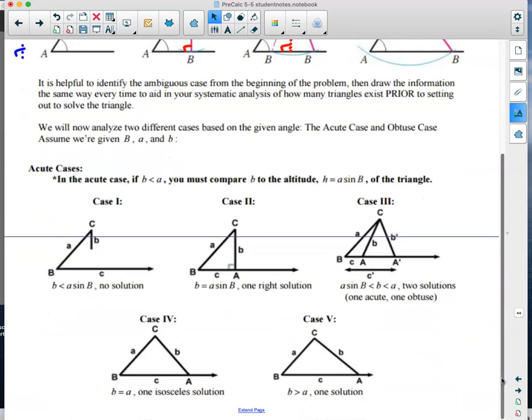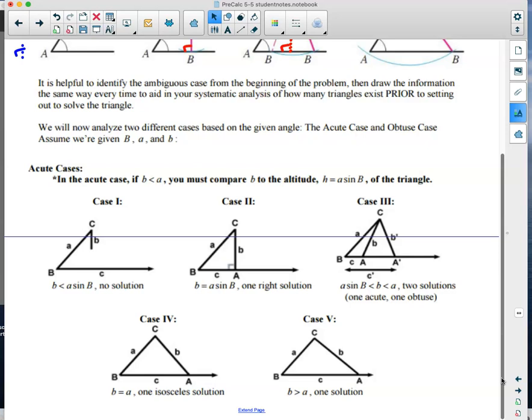So it's helpful to identify the ambiguous case from the beginning of the problem, then draw the information the same way every time. We want to set those up so that we have the angle, the side opposite, and the side that's adjacent to it, first side angle. And if you do that every single time, then the analysis gets much easier when you go through this. We're now going to analyze two different cases based on a given angle. The one that takes the most time to figure out are acute angles, because they'll form an acute triangle, which may give us the 0, the 1, or the 2. Obtuse triangles, not quite as bad, not as much to check.